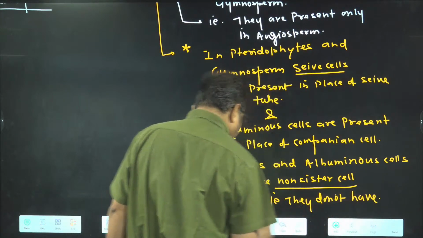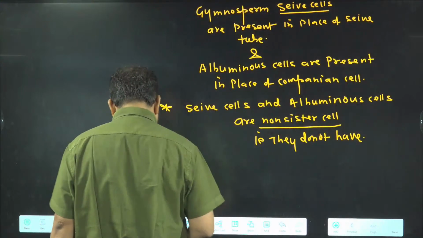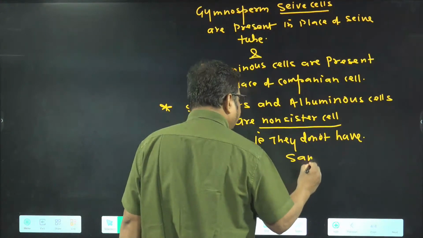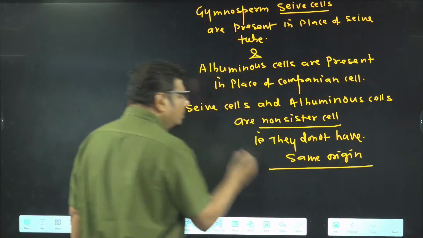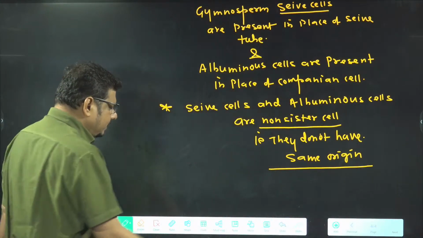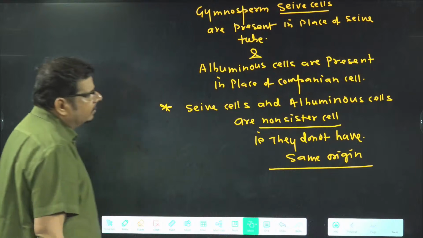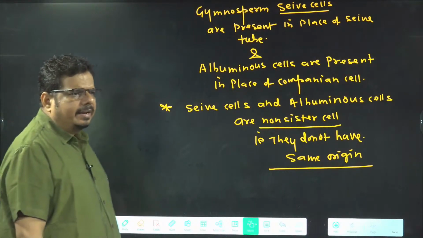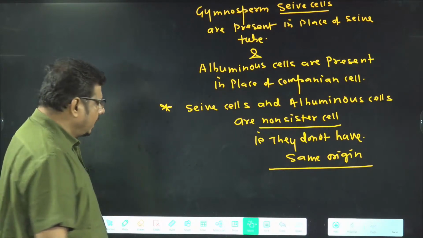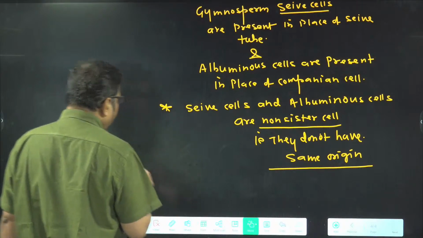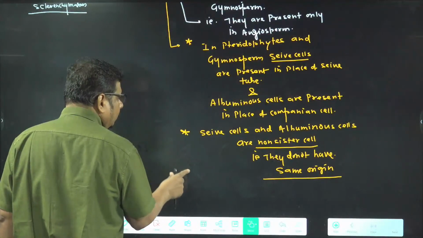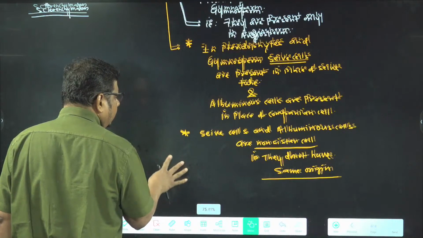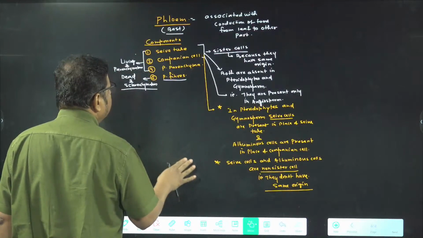They do not have what? Same origin. So I hope you got the idea about where sieve tube is present, companion cell is present, where it is absent. Is it clear? Now I'm just telling you about another component. So I just want to write here only who is present where, who is absent where.